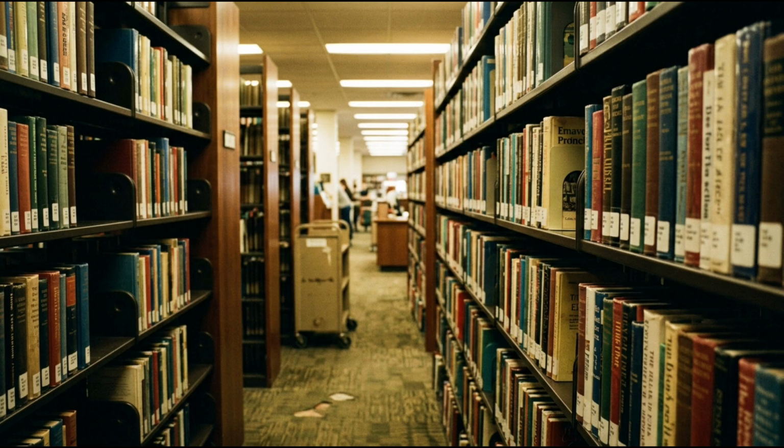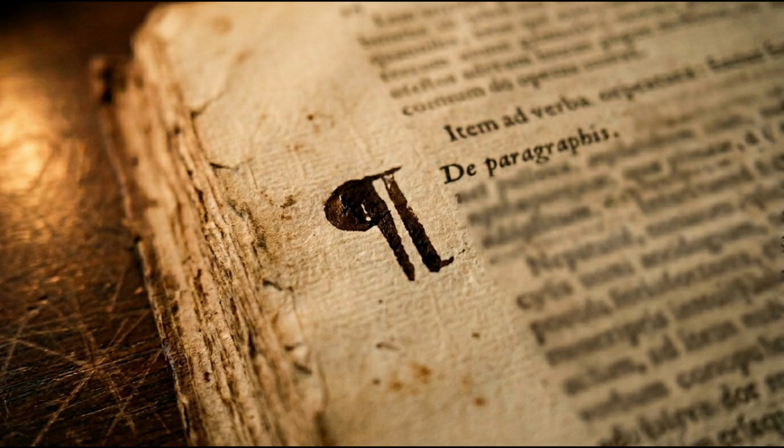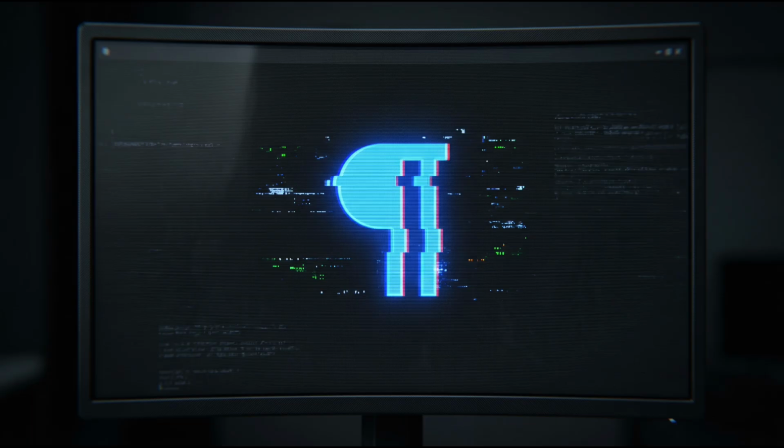You'd open a heavy reference book and see a strange curved mark in the margin that looked like a backwards P with a double leg. It felt authoritative, almost ancient. But today, if you saw it, you'd likely think it was a software glitch. Tension point 1. That mark held a power over the human eye that we've completely lost, and its disappearance changed the way our brains actually process information.